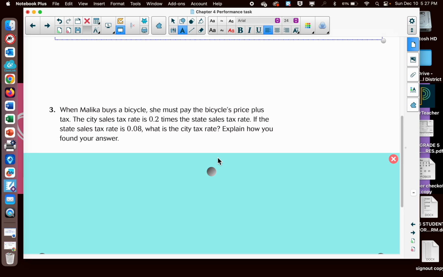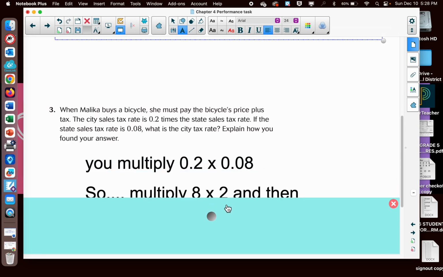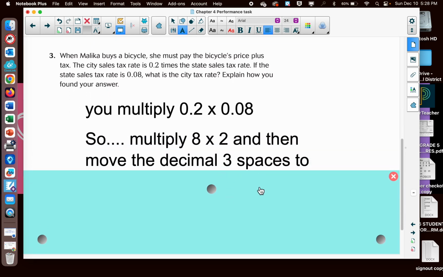So when Malika buys a bicycle, she must pay the bicycle's price plus tax. The city sales tax rate is 2/10 times the state sales tax rate. If the state sales tax rate is 8/100, what is the city tax rate? And they want you to really explain how you found your answer here. And first thing you might be thinking, oh my, but look, remember, we find those 2 whole numbers. So I see an 8 times 2. And if we multiply 8 times 2, we should get 16.